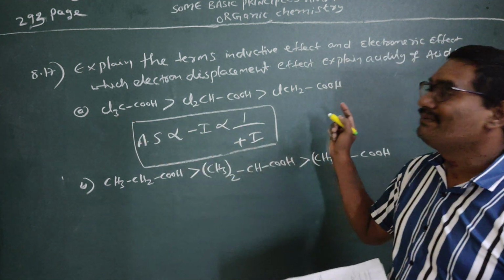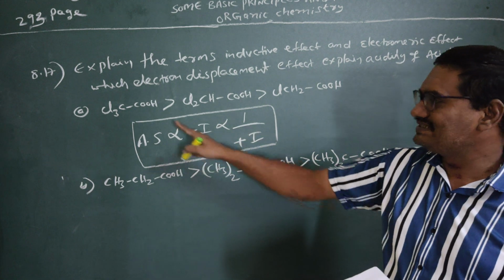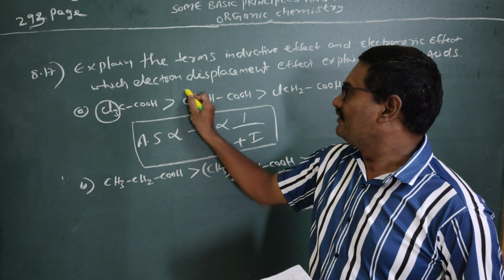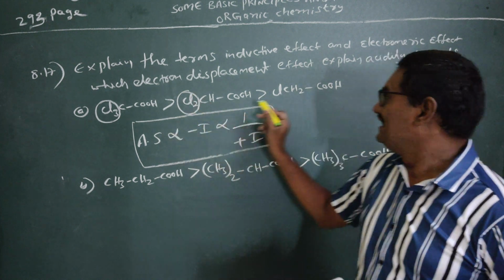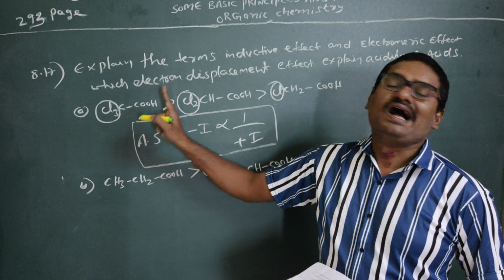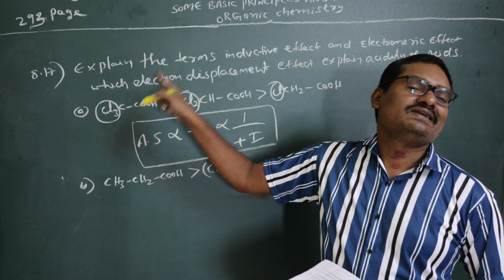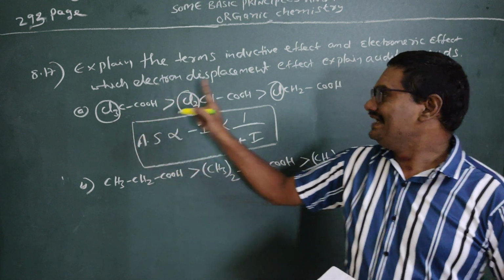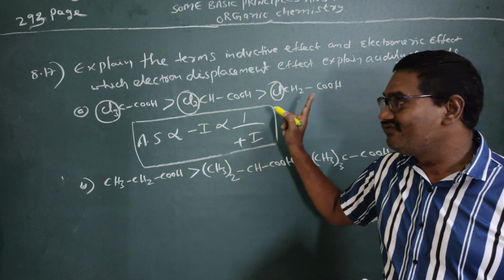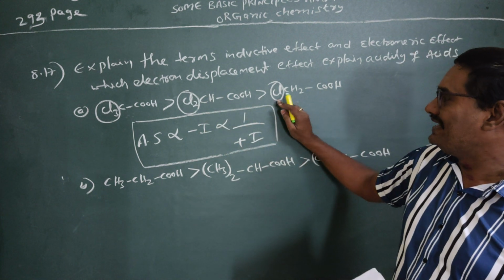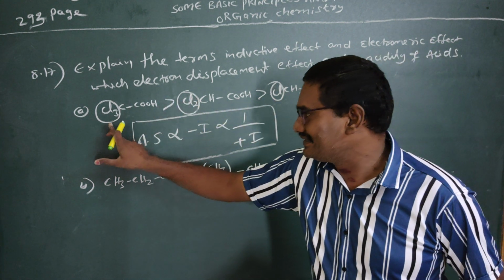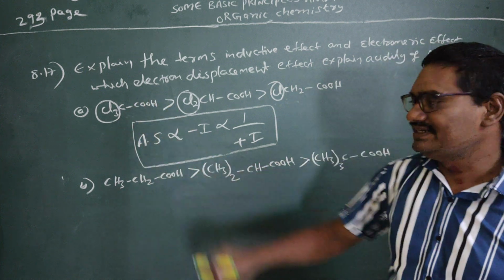Here chlorine has the minus I effect. It has 3 chlorine atoms here, only 2 chlorine atoms here, and only 1 chlorine atom here. That's why this one has the highest acidic nature of carboxylic acid, this is medium, and this is low. Because it contains only 1 chlorine, the minus I effect comes from only 1 chlorine. Here 2, here 3. So it has the major acidic nature.